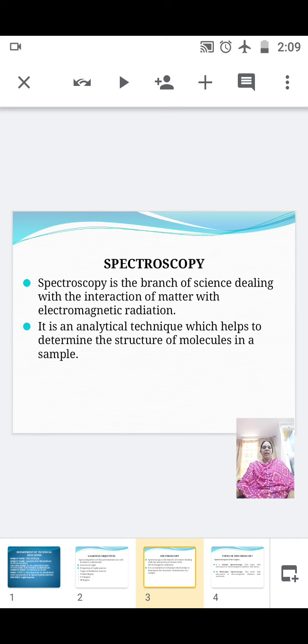Once again, we would like to define what is spectroscopy. Spectroscopy is the branch of science dealing with the interaction of matter with the electromagnetic radiation. It is an analytical technique which helps to determine the structure of molecules in a sample.